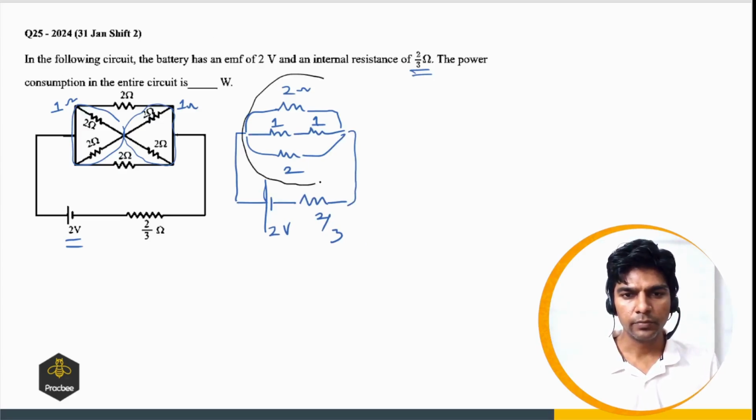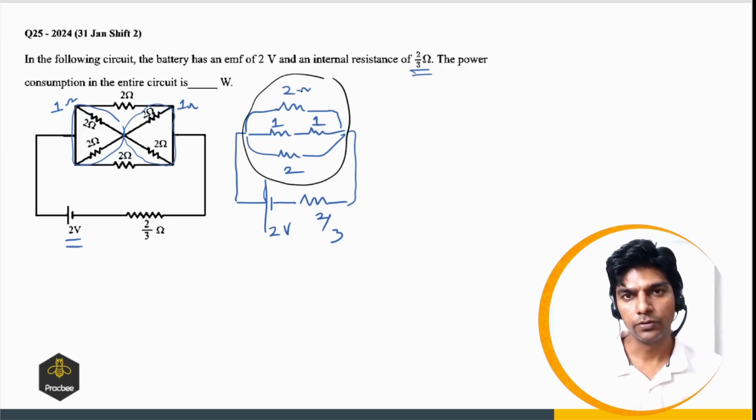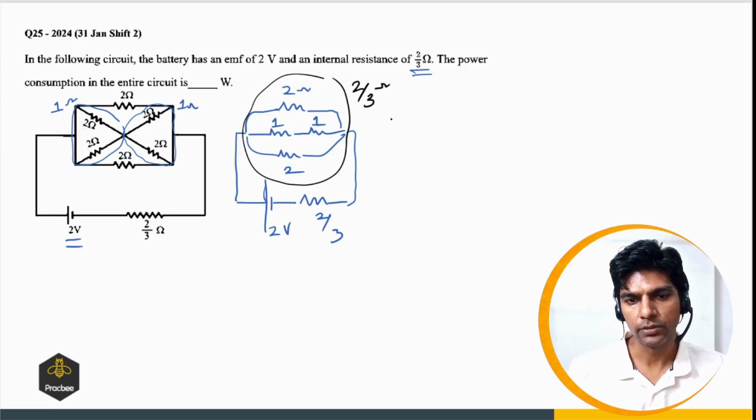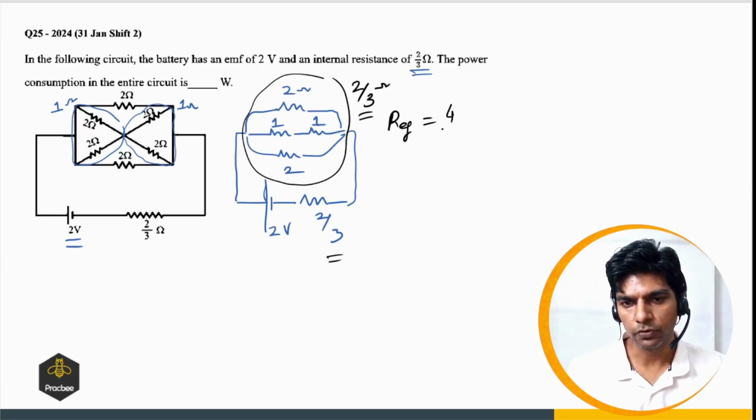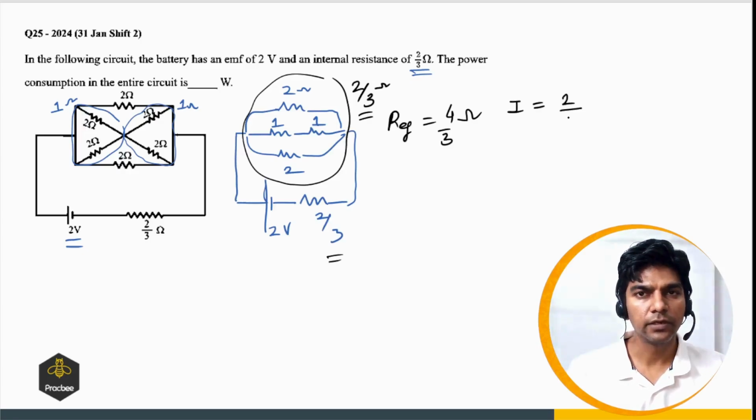So this is nothing but a 3 2 ohms resistor connected in parallel. So this will be 2 by 3 ohms. So our equivalent of this circuit will be this 2 by 3 and this 2 by 3 in series. So it will be 4 by 3 ohms. So the current supplied by the battery will be EMF divided by the total resistance. So it will be 3 by 2 ampere.